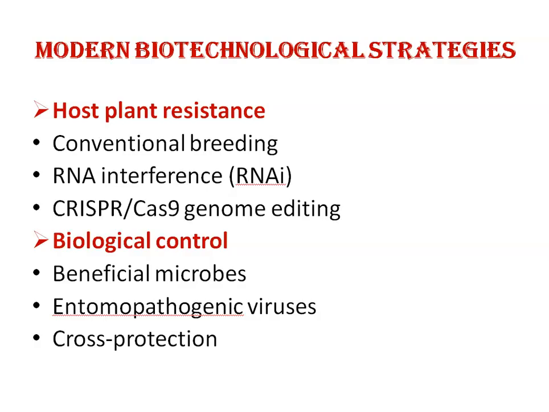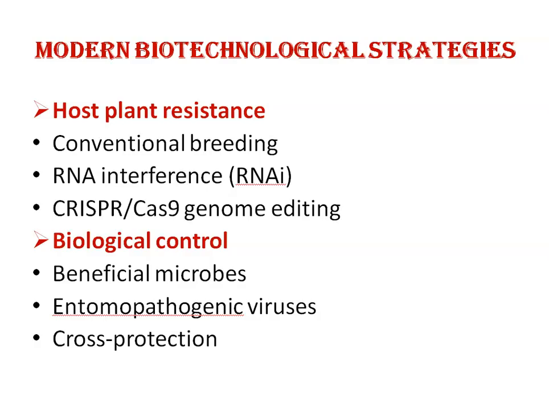Then RNA interference. This is a natural plant defense system and can be leveraged to create genetically modified crops resistant to specific viruses. So the plant is engineered to produce small RNA molecules that interfere with the virus's ability to replicate.